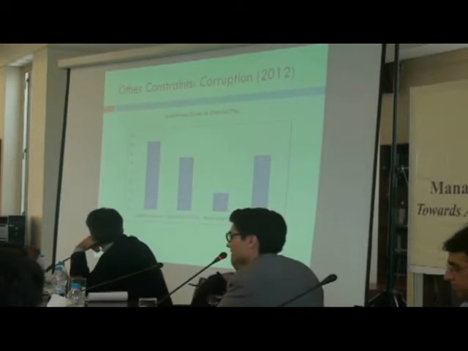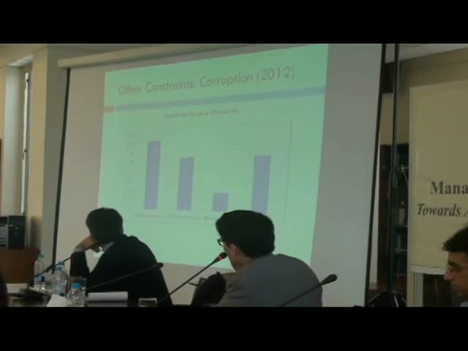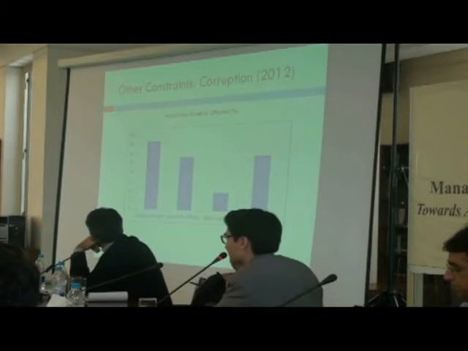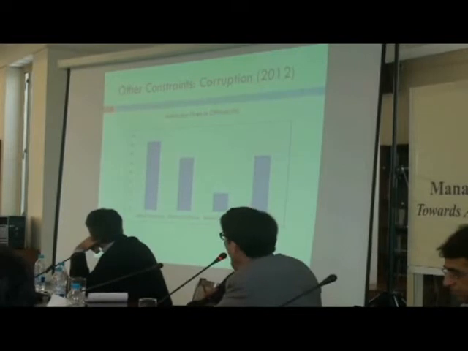So where do the most bribes go to? According to firms, they pay the most to labor inspectors, followed by electricity officials, and then the boiler inspectors come.